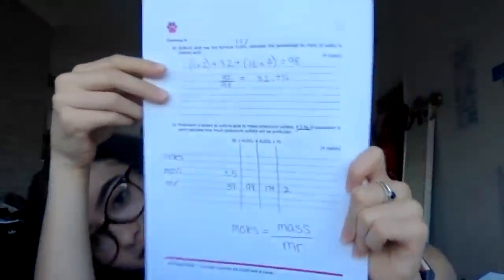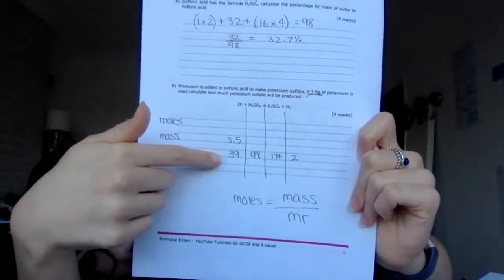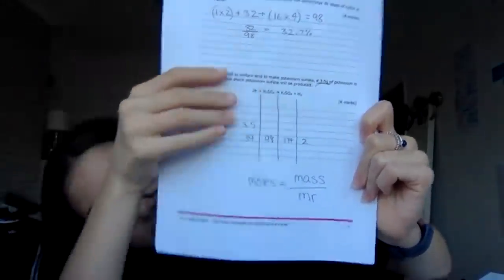Okay, well, now I'm lost. Can someone help me again? So I've just worked out the MR of all of them, and I don't know what to do. Do I say that this is 1 mole? Do I say it's 2? Oh my god, I'm so stupid. 3.5 divided by 39. Okay, equals 0.0897435.